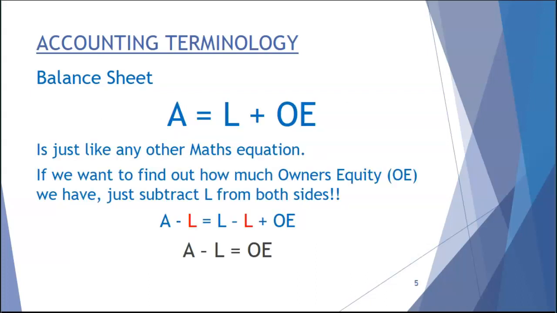And here we go with the balance sheet. We've got our equation that we've done before, assets equals liabilities plus owner's equity. So it's just like any other maths equation. If you want to find out how much owner's equity we have as a business, just subtract L from both sides. So we've got A minus L equals L minus L plus OE. So L minus L equals 0. They cancel each other out. So the final equation is assets minus liabilities equals owner's equity. So that's just a swap around of the terms and how it works.